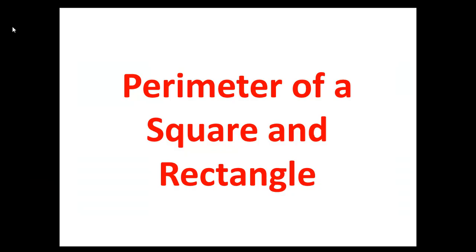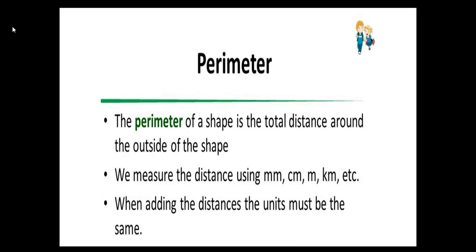In this video, I will teach you what perimeter is and how we can find the perimeter of a square and a rectangle. The perimeter of a shape is the total distance around the outside of the shape. We measure the distance using millimeters, centimeters, meters, kilometers, etc. When adding the distances, the units must be the same.